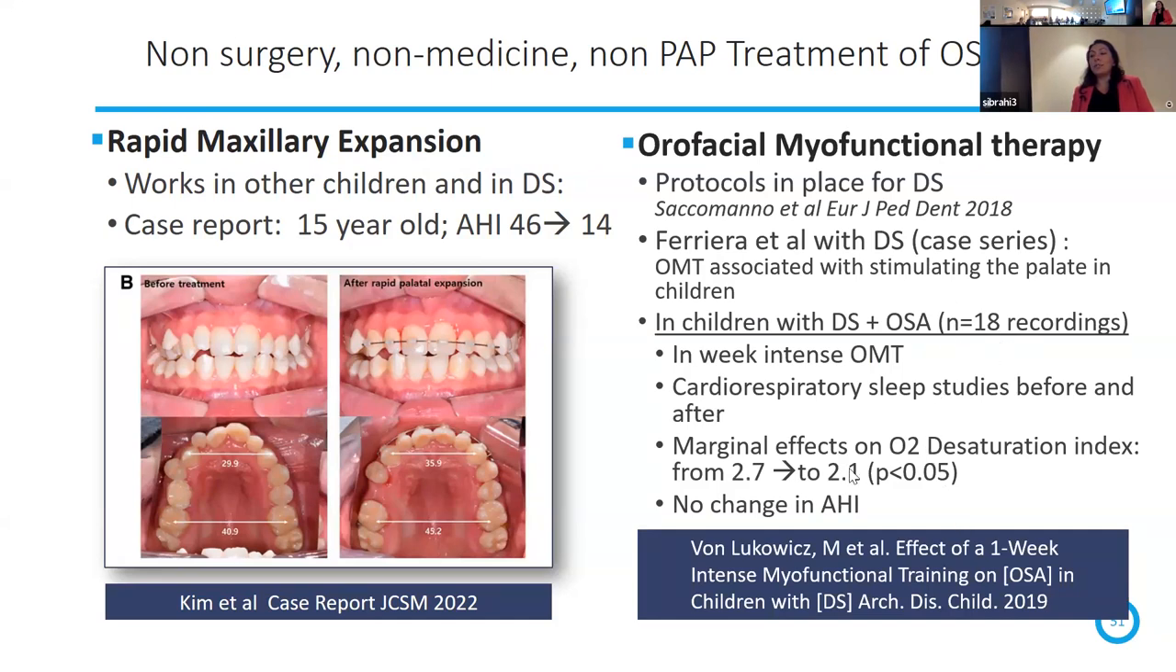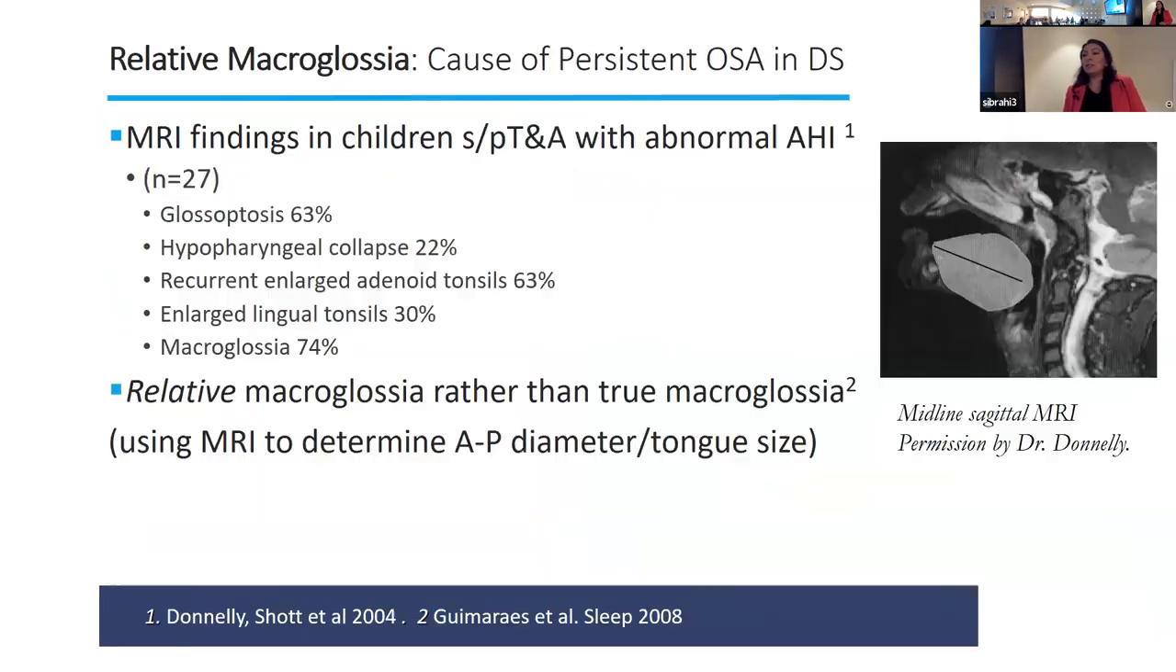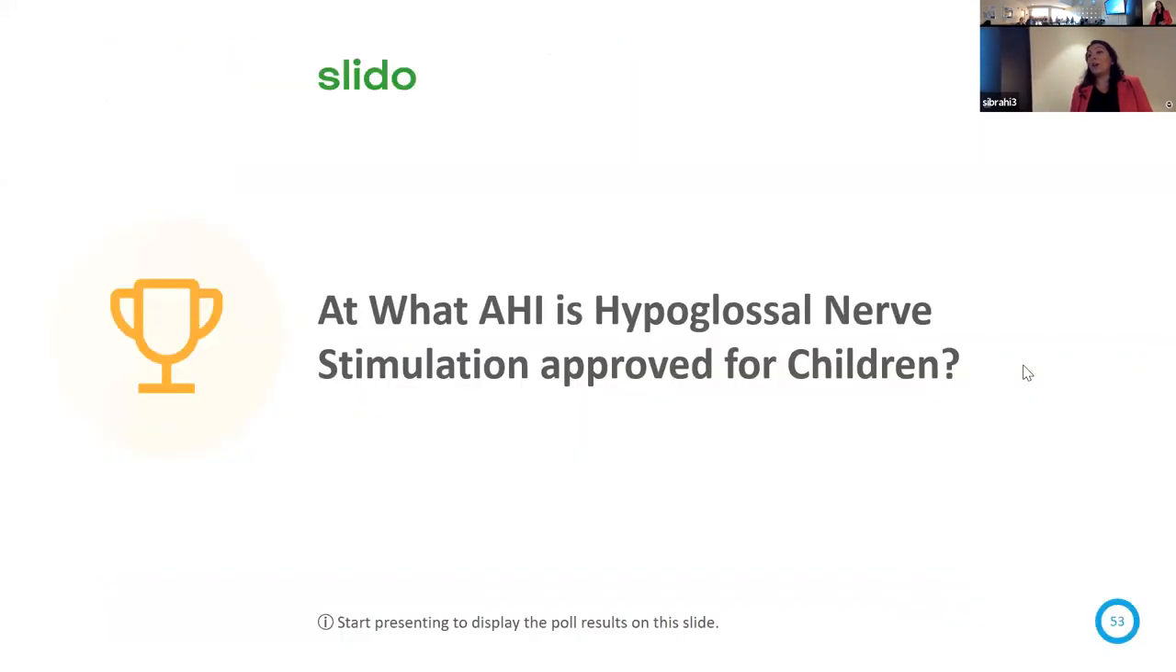There's 18 recorders here. It didn't really change the AHI, but it did do something to the oxygenation, which I think is interesting. So we don't want to poo-poo that study. We want to see some more studies. This is glossoptosis. It's a really good example. It turns out that the tongue here is not macroglossia, it's relative macroglossia to a small airway. So their tongues are fine. It's just displaced into a small and crowded airspace. And so this is where tongue-based operations can be helpful. But this is also where hypoglossal nerve stimulation can be helpful.